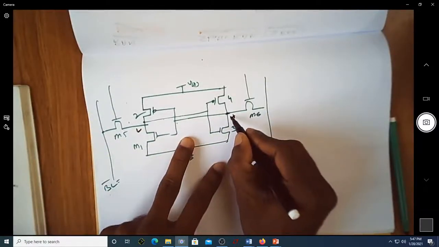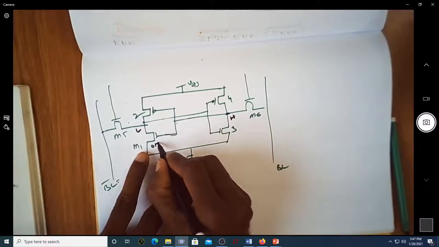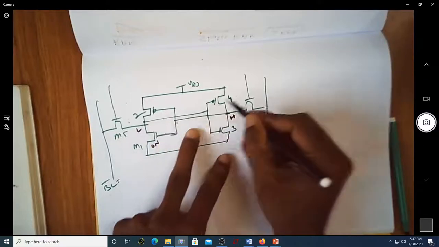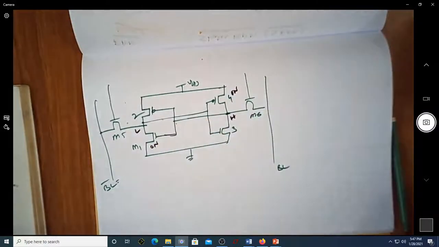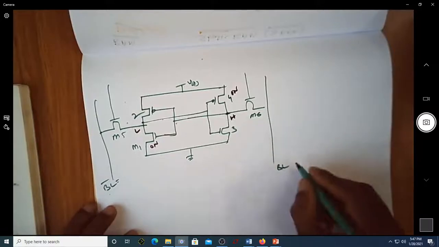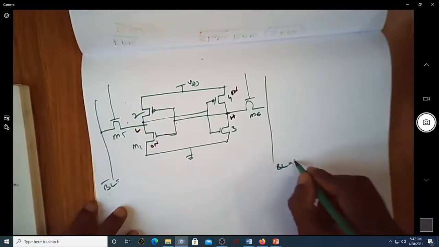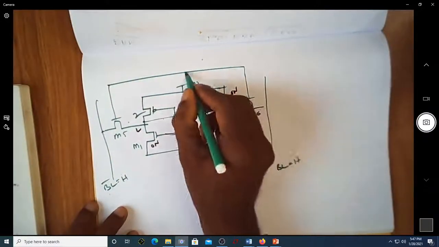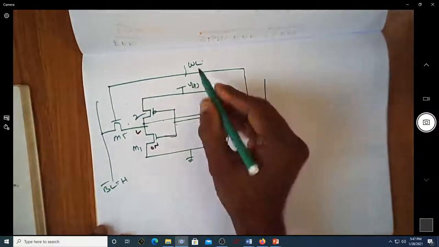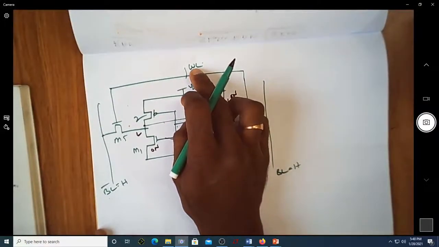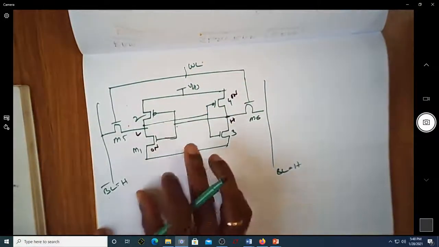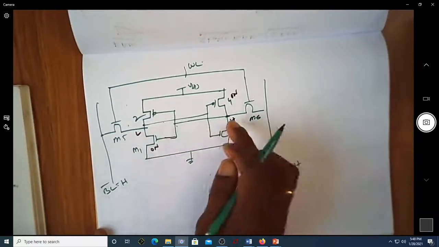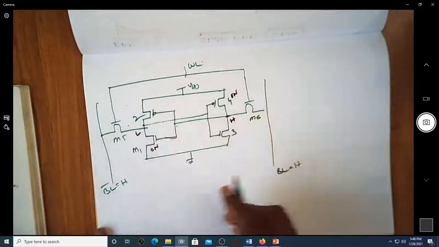Since it is high, this will be in on condition. Since this is low, this is in off condition. Fine. So let us try to see. Now let me make this high, make this also high, and of course this is my word line. If I make this word line equal to 1, that means I want to read the value stored here. We are assuming that logic 1 is stored in this particular bit.